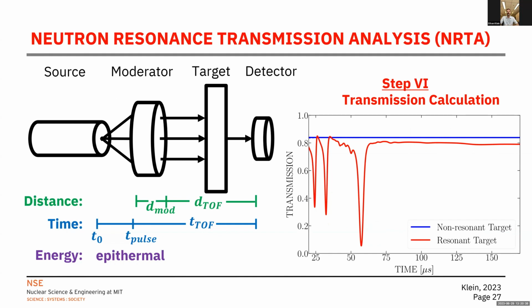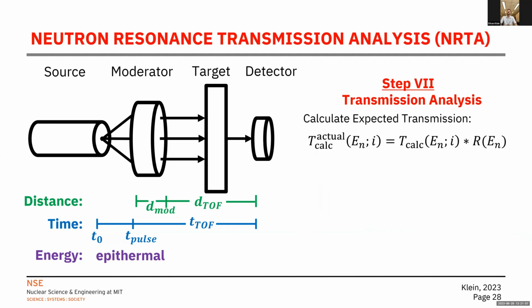The transmission for that non-resonant target will be just a flat line. For the resonant target, though, we're going to see those characteristic dips at specific times. Because we're able to associate those times with specific neutron energies, if we see a dip in our transmission spectrum, we know that there must have been a peak in the interaction probability at that specific neutron energy. We can then look that up in our library of nuclear data and associate each of those different dips in our transmission spectra with individual isotopes, allowing us to figure out the composition.